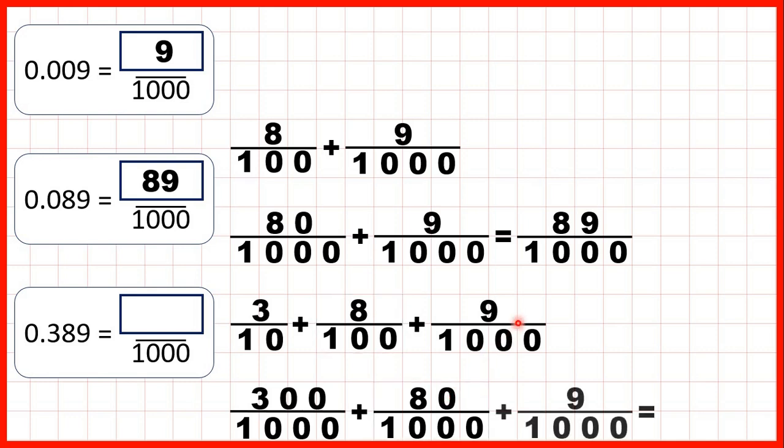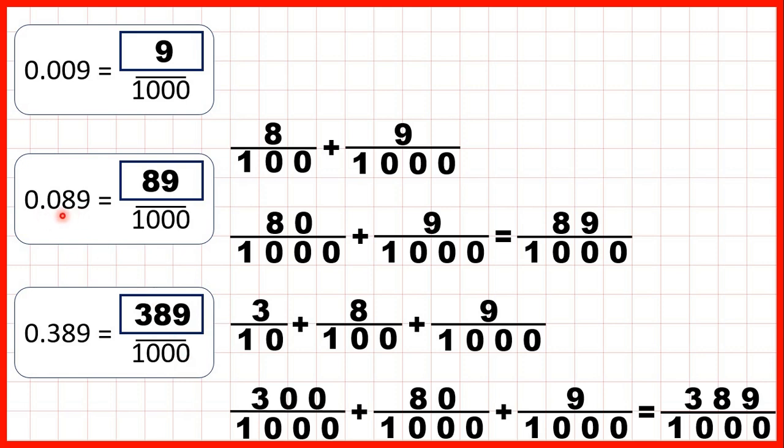So, if we add the 9 thousandths to that, we now have our fractions with a common denominator. So, the denominator stays the same, and 300 plus 80 plus 9 is 389. So that's why our answer is 389 thousandths.